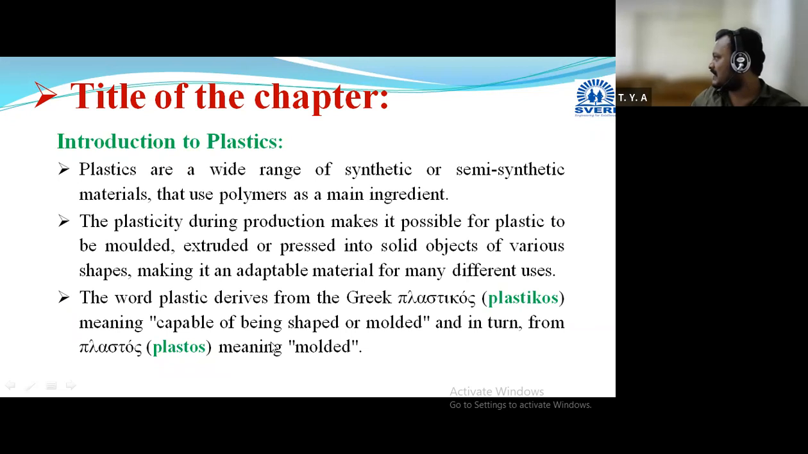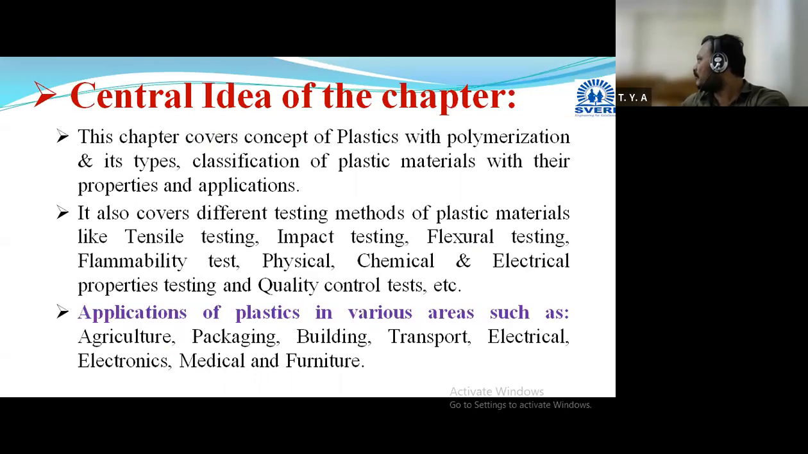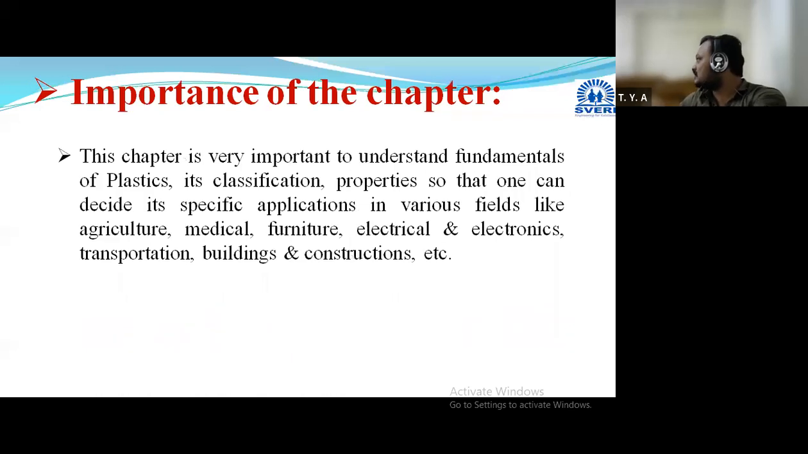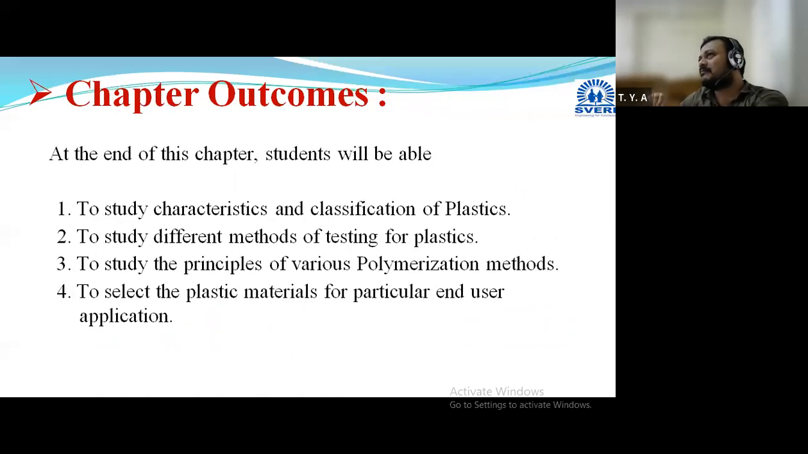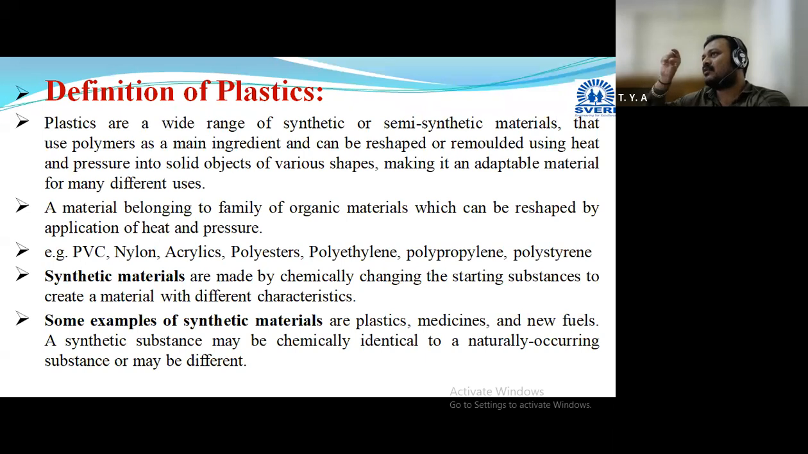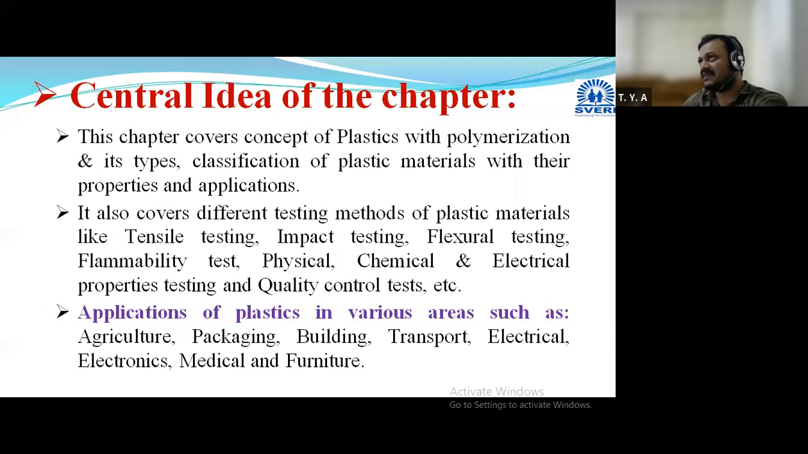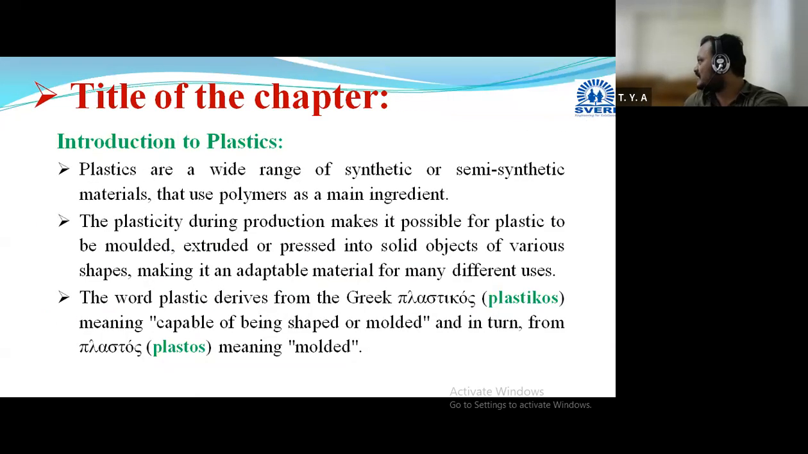As per the tradition of our college, here I have added some slides. You can refer to that. The title of the chapter, then central idea of the chapter, importance of this chapter, and chapter outcome. And after that, the actual syllabus will be there. Within a few minutes, I will cover this slide and we will start the actual syllabus. Now, I'll try to cover the definition in this introduction only.